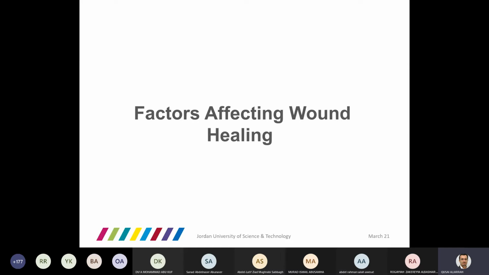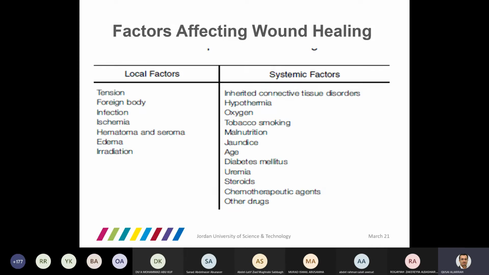And local wound related factors. What are local factors? If there's tension on the edges of the wound, if there's a foreign body, if we have infection, if we have ischemia at the edges of the wound, if we have a hematoma or seroma collection. Do you know what hematoma means? A blood collection within the wound. Seroma is a lymphatic collection in the wound. If we have edema, or irradiation, the wound exposed to radiotherapy. All these local factors affect healing. Tension means if the edges are far apart and I bring sutures and try to approximate them, there will be too much tension on the edges and this will affect wound healing. Foreign body, if we didn't clean the wound well.